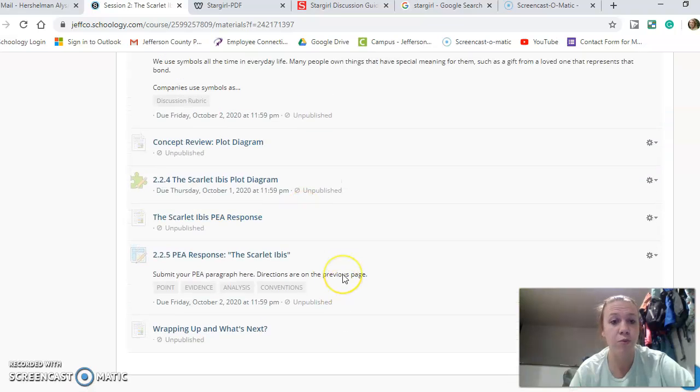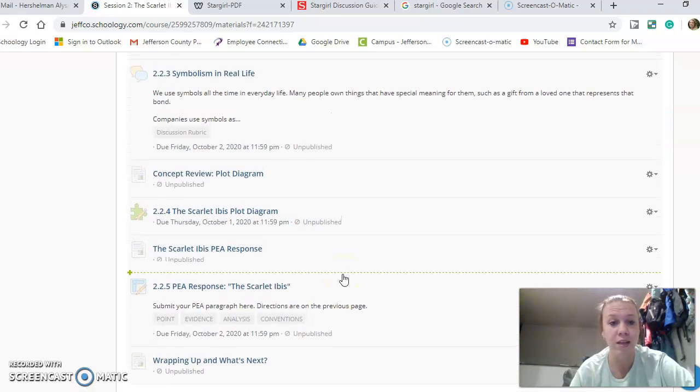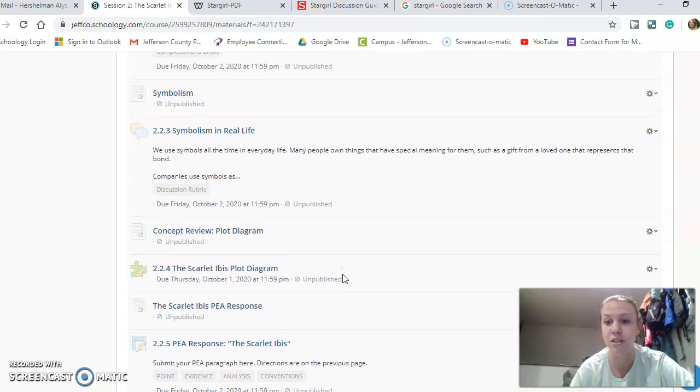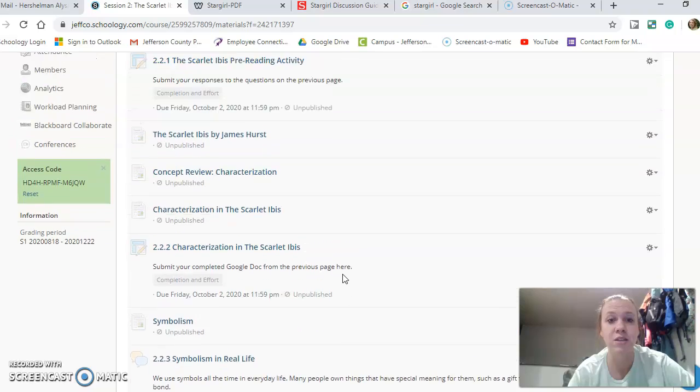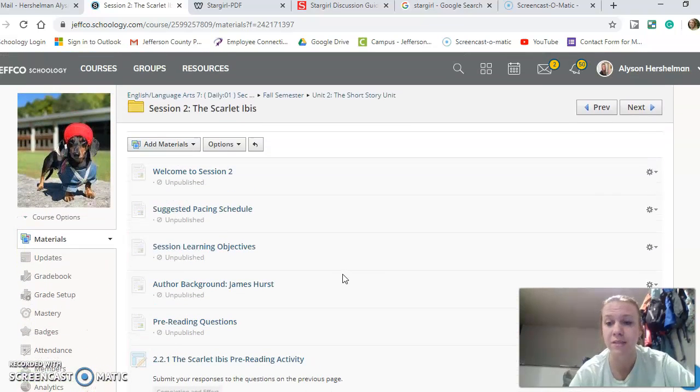Other than that, we are going to be reading Scarlet Ibis this week. It's a real, interesting short story. You'll notice that there's a connection between the animal, the Scarlet Ibis, and one of the characters. So make sure you're looking out for that. We're just going to continue diving into characters and what makes them tick, and even trying to think about how the setting of this text really does make an impact on the characters.